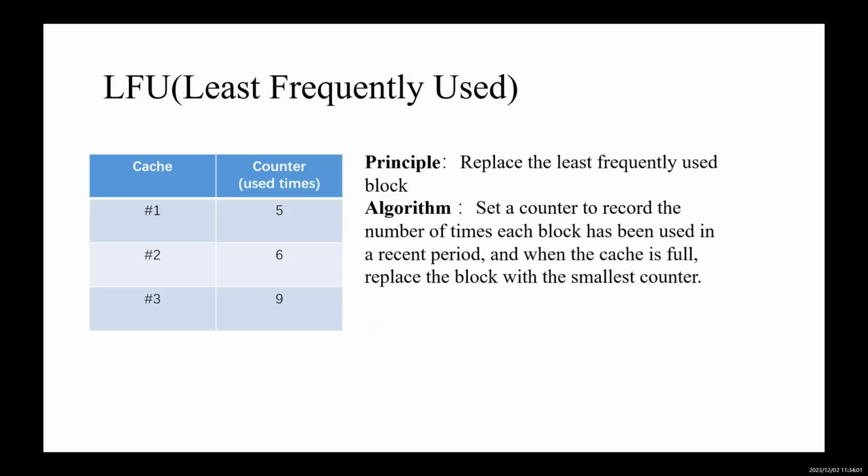For example, in the cache, block 1 has been used 5 times recently, block 2 has been used 6 times, and block 3 has been used 9 times. So according to the theory of LFU, block 1 is the least used block and it will be replaced out of the cache.